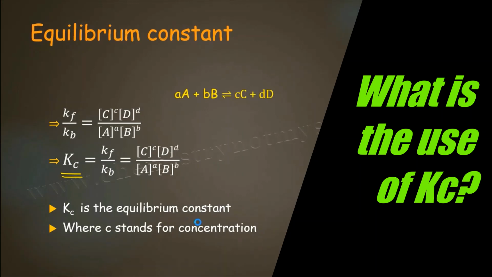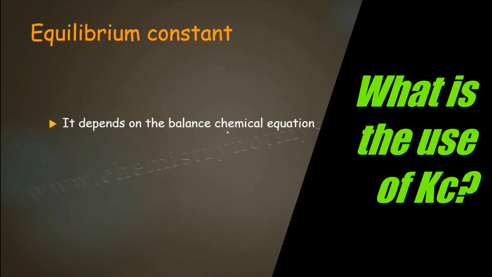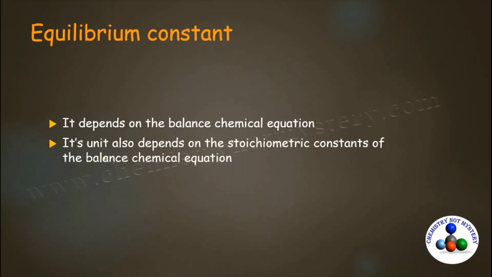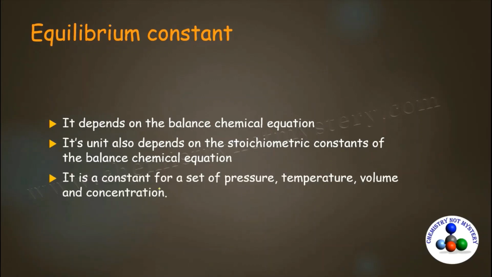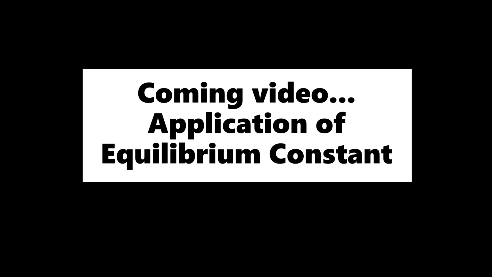Now come to the equilibrium constant. It depends on the balanced chemical equation. Its unit also depends on the stoichiometric coefficients of the balanced chemical equation. It is a constant for a set of pressure, temperature, volume and concentration.